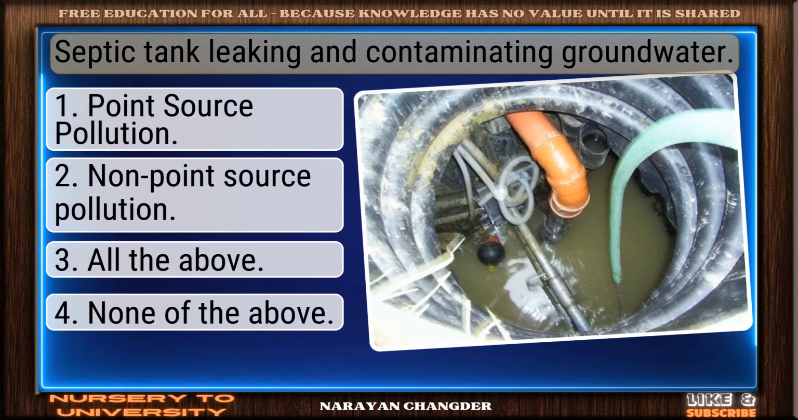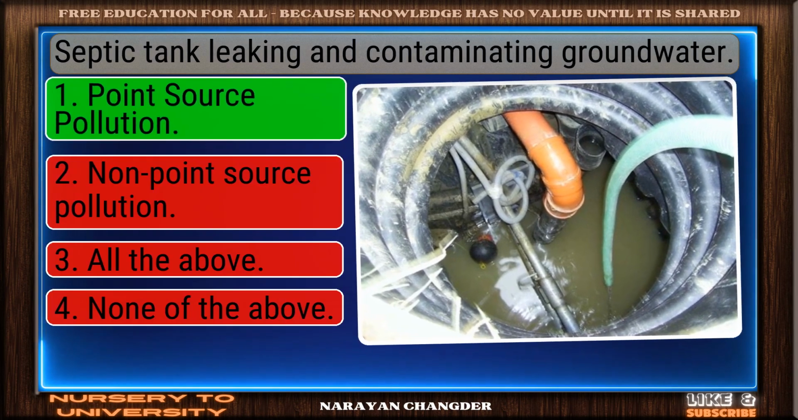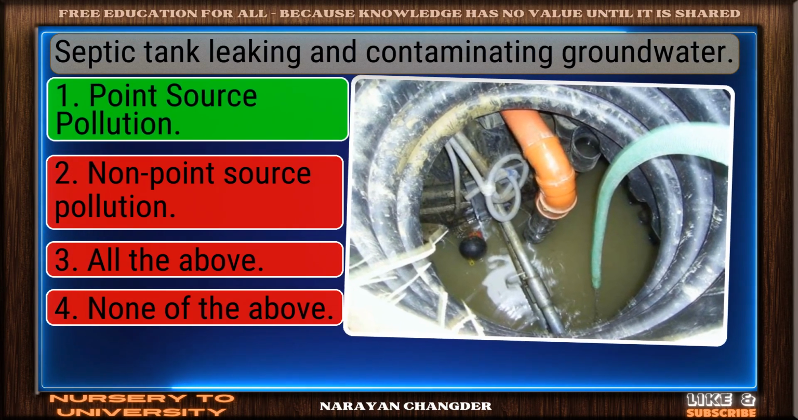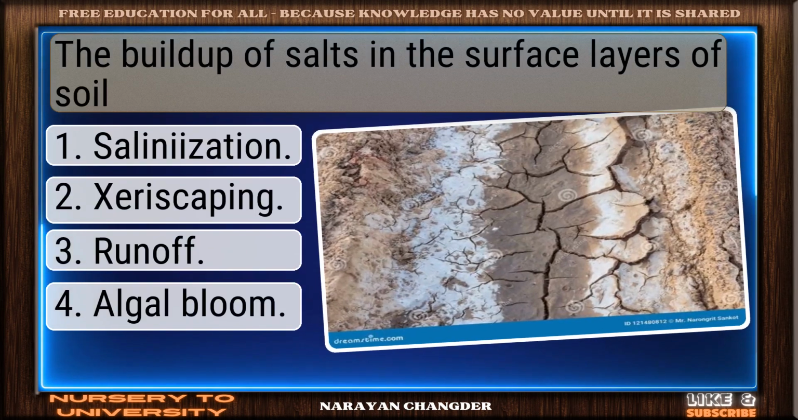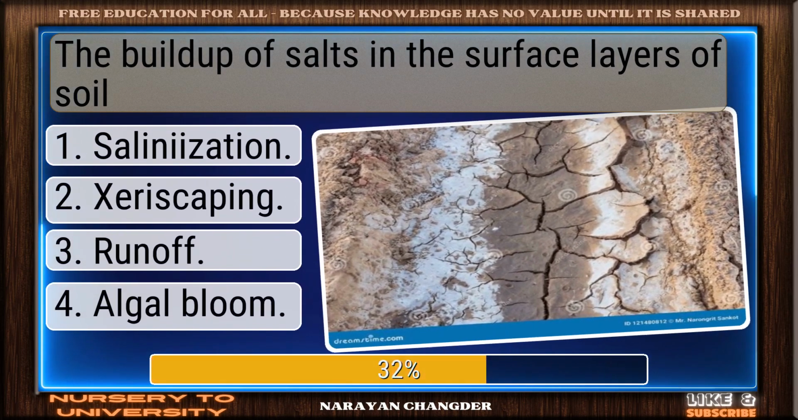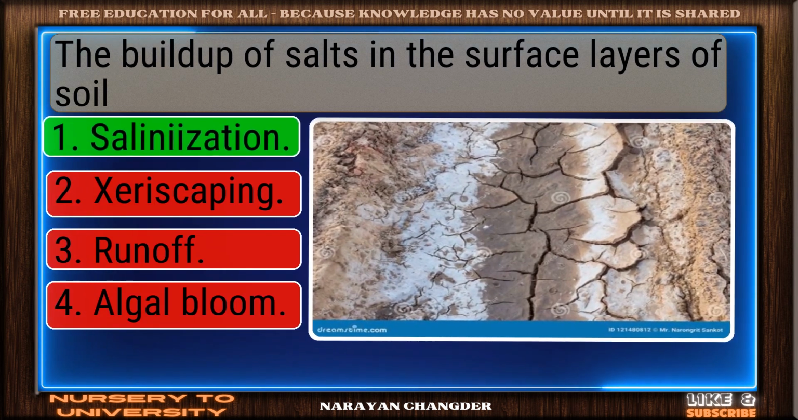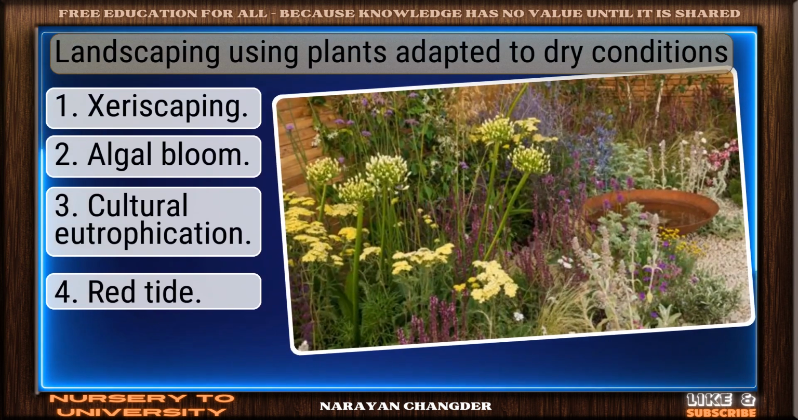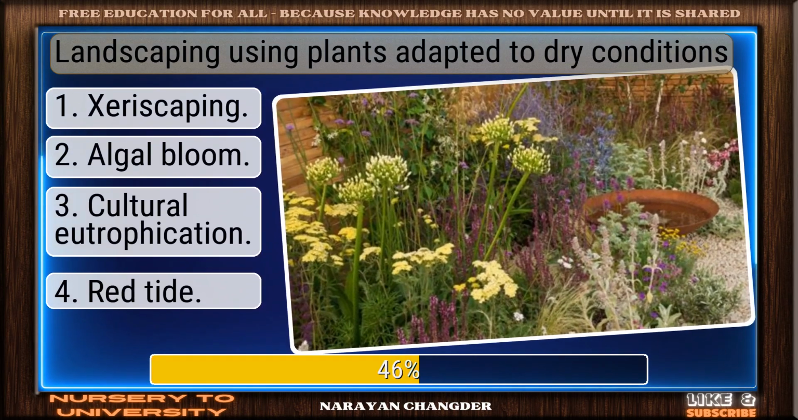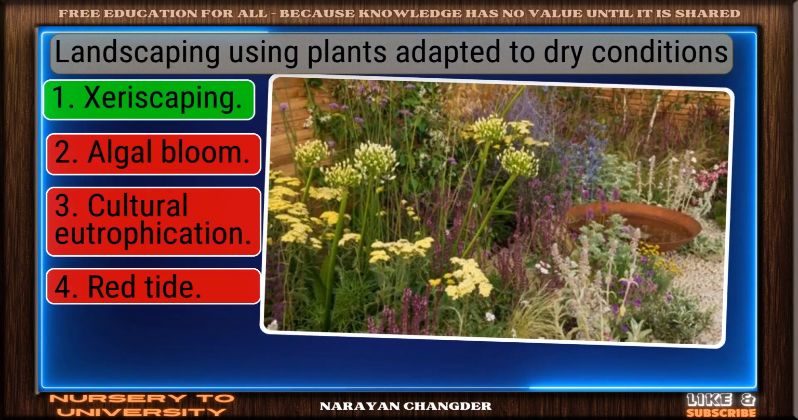Septic tank leaking and contaminating groundwater. Excellent. Point source pollution is well reasoned. The buildup of salts in the surface layers of soil. Excellent choice. Salinization is right. Landscaping using plants adapted to dry conditions. Clear logic. Xeriscaping is sound.